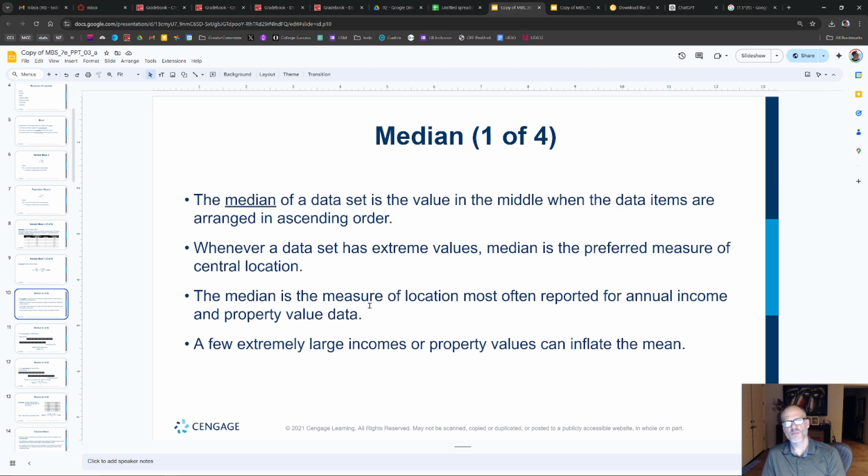And the median is the measure of location most often reported for annual income and property value, which is kind of interesting. Maybe because we have some outliers with income and property value. A few extremely large incomes or property values can inflate the mean.